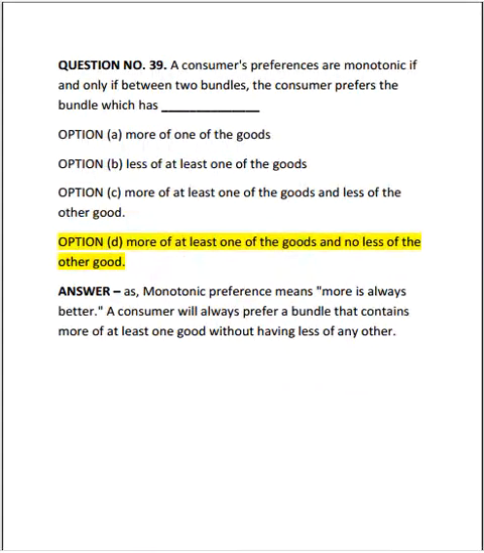Question no. 39. A consumer's preferences are monotonic if and only if between two bundles, the consumer prefers the bundle which has: Option A, more of one of the goods. Option B, less of at least one of the goods. Option C, more of at least one of the goods and less of the other good. Option D, more of at least one of the goods and no less of the other good. Answer: as monotonic preference means more is always better. A consumer will always prefer a bundle that contains more of at least one good without having less of any other.